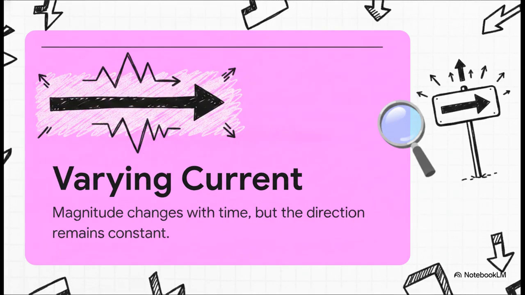Next is varying current. Now, with this type, the magnitude actually does change over time, but here's the catch. The direction remains entirely constant. So unlike alternating current, which physically flips its direction back and forth, a varying current strictly maintains its one-way path even while its intensity is bouncing up and down.